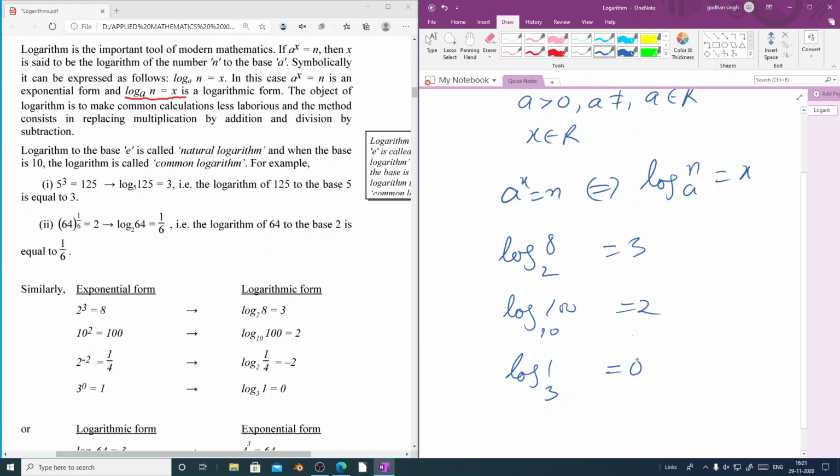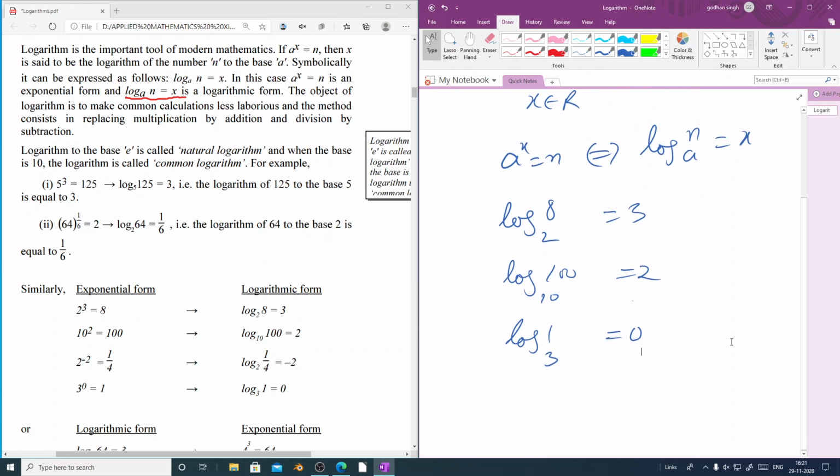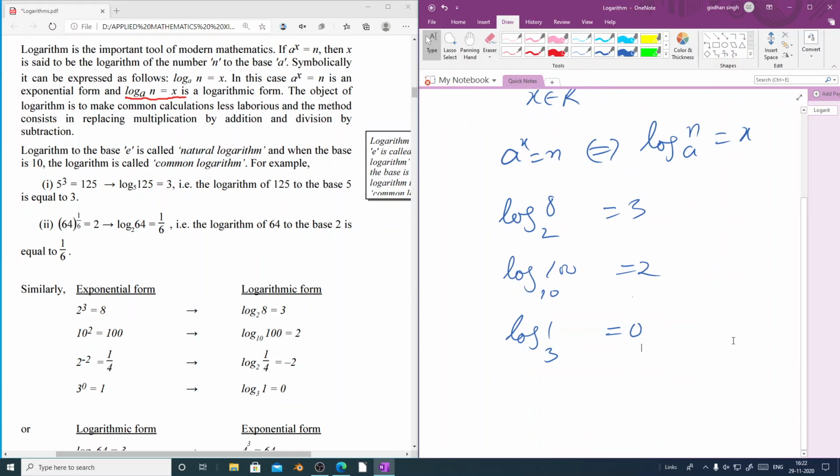Now before we move further, we have to learn two important kinds of logarithms. One is natural logarithm and the other is common logarithm. So what is common logarithm and what is natural logarithm? What is the difference between them? We'll go through that. So here we have the logarithm function as log n with base a equals x.